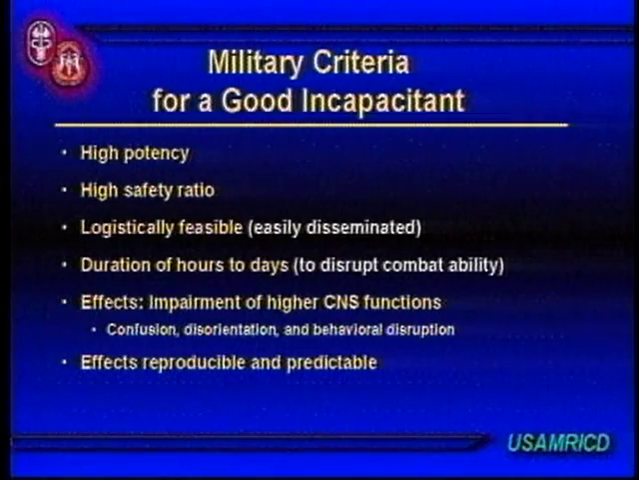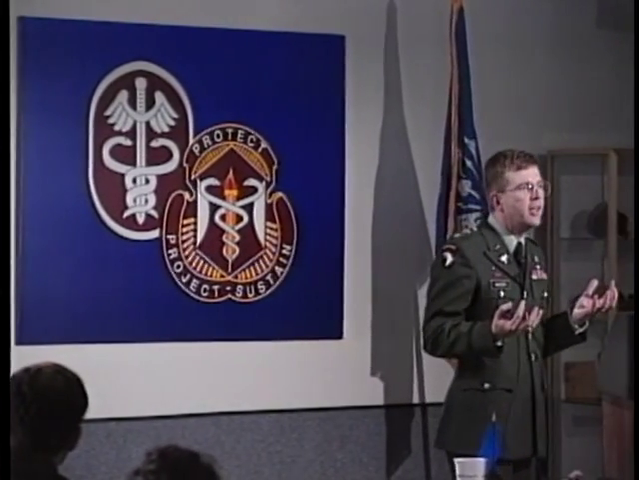In fact, we can develop a list of criteria, say, in military settings. What would be our criteria? Well, we'd want something that has a high potency. We wouldn't need too much of it. So, okay. We want something with a high safety ratio, like riot control agents. We want something that's feasible, maybe a fairly short duration, and we want something where the effects are reproducible and predictable. How reproducible and predictable are the effects of riot control agents on the body, physiologically?